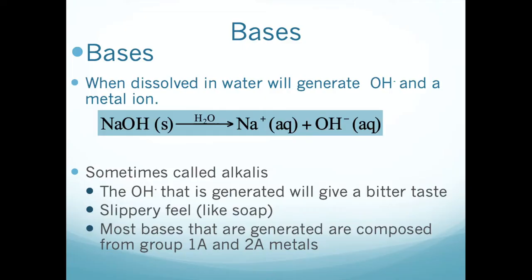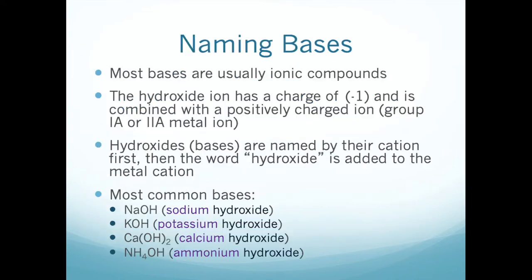Another example of a base that you'll come across pretty frequently is ammonia. Ammonia, which is NH3, is a weak base. The reason it's basic is that it will dissolve in water to form ammonium hydroxide, and that's the source of those hydroxide ions that will cause ammonia to act basic.